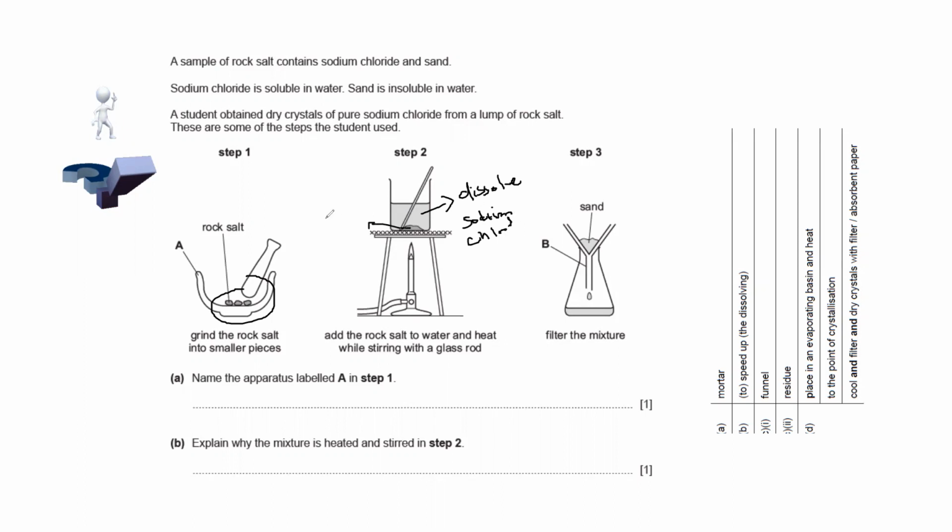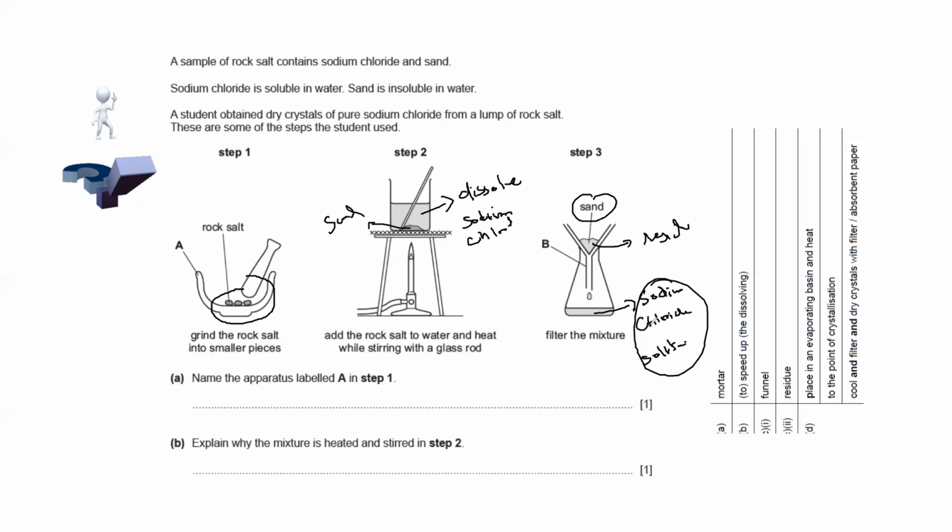And what is left is sand. When he filtered, the sand will be left on the filter paper. That is a residue. And what passes through is not only water, this will be sodium chloride salt solution, because sodium chloride is dissolved. Now, sodium chloride is a soluble salt.